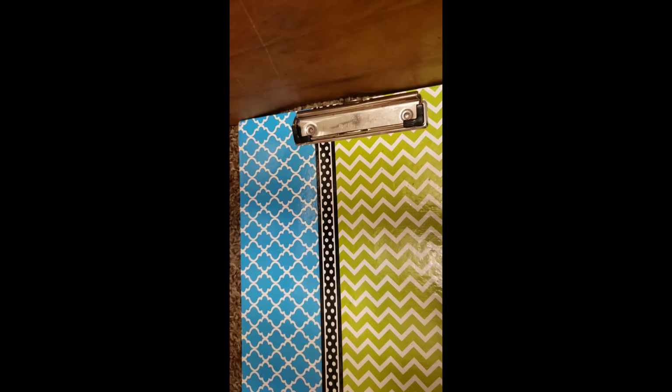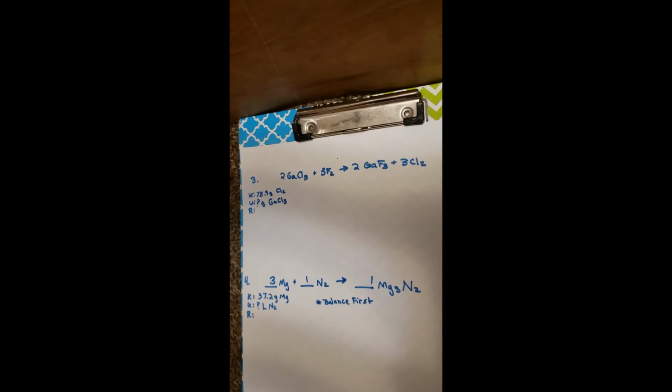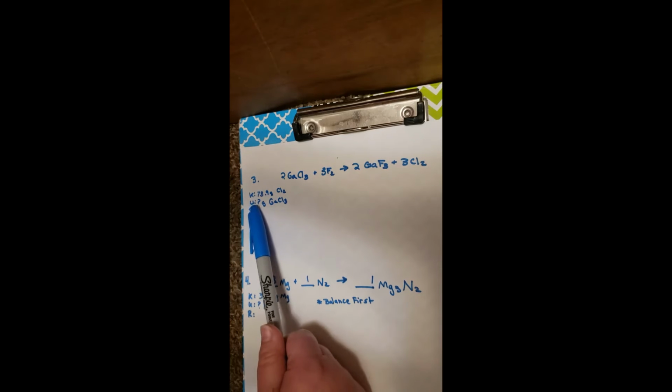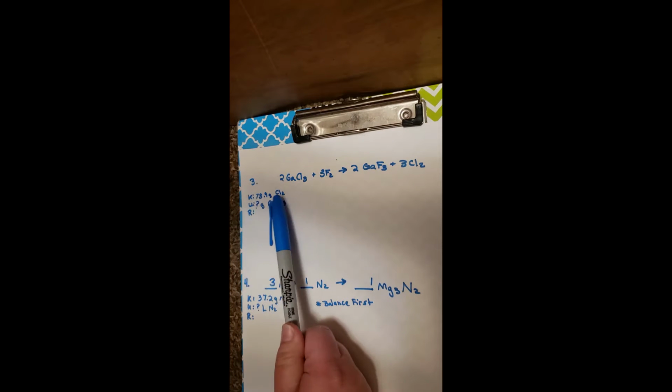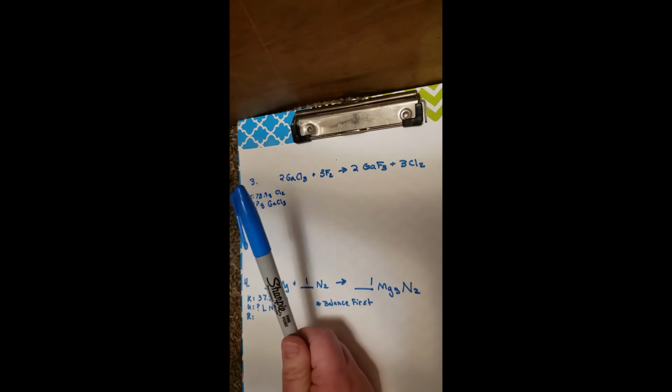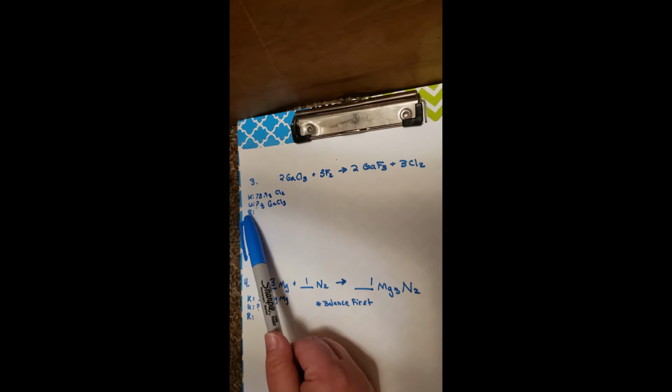Alrighty, so let's go ahead and look at question number 3. Question number 3, we are given a balanced equation, which is excellent because we need a balanced equation to be able to do the stoichiometry problems. And our known is 78.9 grams of chlorine, and our unknown is grams of gallium chloride.